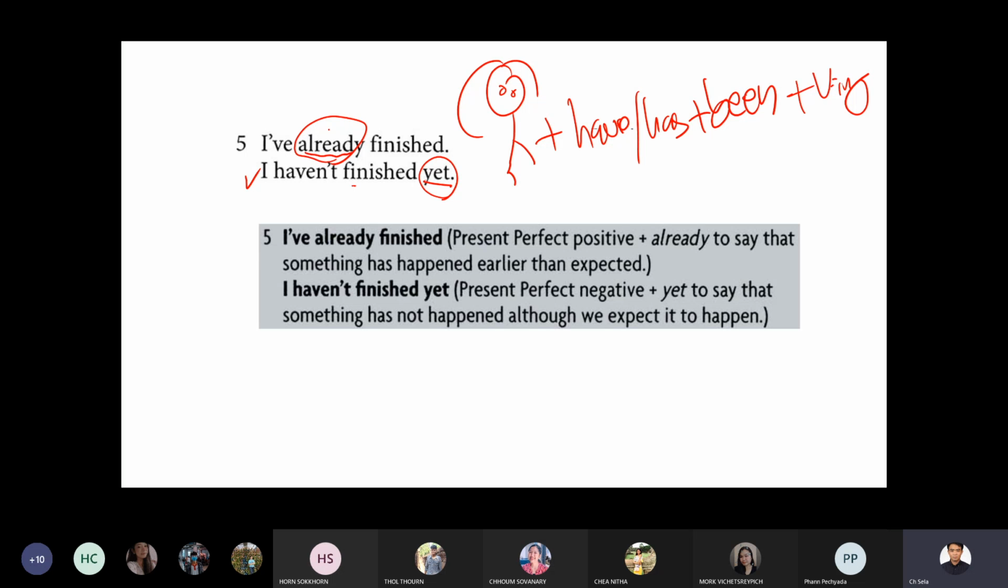But when you say I haven't finished yet, present perfect, this one sounds negative, to say that something has not happened although we expect it to happen. I ask you to do my test in 10 minutes, for example. Just practice the exercise in 10 minutes. Then I ask you to answer the question. You said, oh, sorry, teacher, I haven't finished yet. And I expect you to finish in 10 minutes, but you cannot do it. That's why you use yet. The difference is only that this one is negative, and this one is positive, already finished. Okay, you can review more after we finish this one.